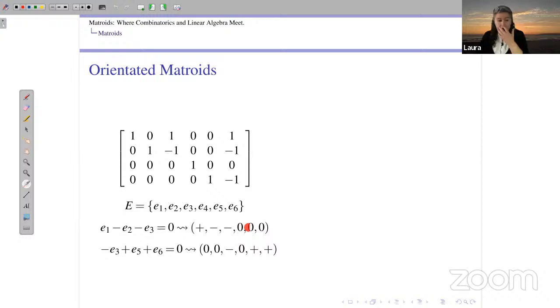Or say for the other circuit that I had noticed, I might have minus this one plus this one gives me zero. So I would have 0 for E1, 0 for E2, minus for E3, 0 for E4, plus and plus for E5 and E6. And I'm keeping just the signs of these linear combination coefficients. What I get when I do this is something called an oriented matroid. Underlying this oriented matroid is just a regular matroid. I just need to ignore the signs and I get a matroid. If I pay attention to the signs, I get an oriented matroid.